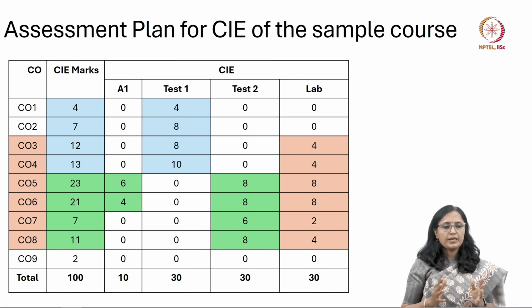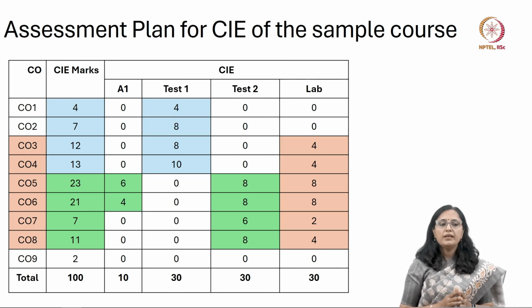Now you can see that in all, we have tried to do some kind of adjustment so that the marks allocated to A1, that is assignment 1, the 2 tests, test 1 and test 2, and the lab are all adding to 100. Such an assessment plan will help you assess all the course outcomes in a very comprehensive manner. And if you share this assessment plan with the students a priori, they will also be able to prepare themselves better for all these tests, assignments and labs.